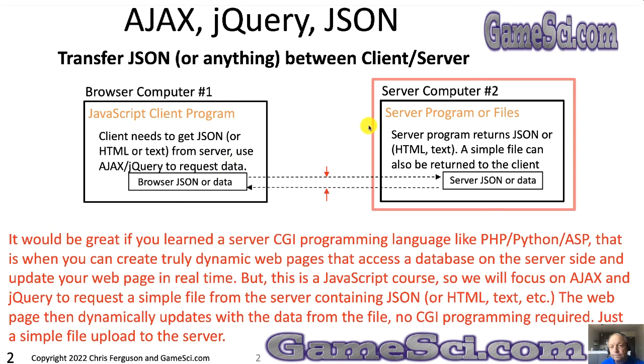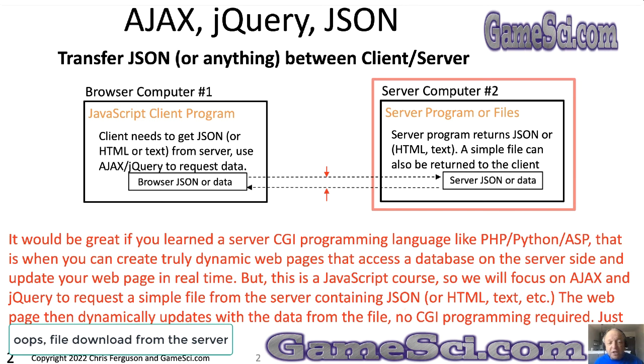On the server side of the exchange, server is computer number 2. It would be great if you learned a server CGI programming language like PHP or Python or ASP. And that is when you can create truly dynamic web pages that access a database on the server side and update your web page in real time. But this is a JavaScript course, so we'll focus on AJAX and jQuery to request a simple file from the server containing JSON or HTML or text or whatever we're trying to grab.